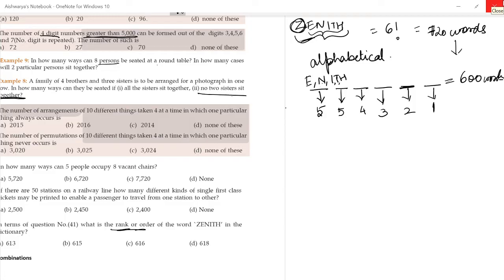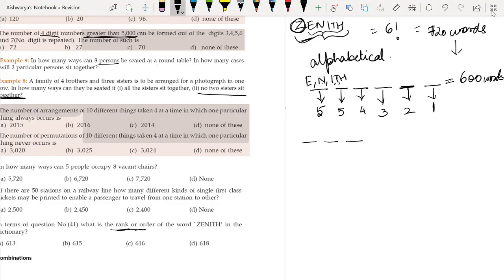So will zenith be the 601st word? That we have to check now. 1, 2, 3, 4, 5, 6 dashes. Suppose a word begins with Z. Okay, we have looked at words which don't begin with Z. Now what about words which begin with Z but are before zenith? Now first letter, let us fix it. We'll fix it with Z.